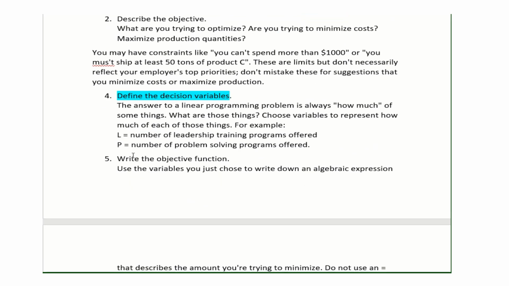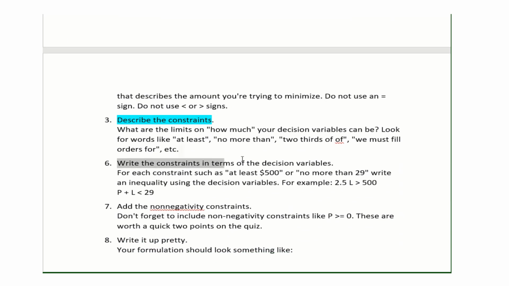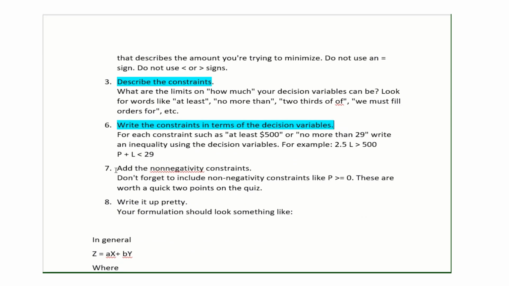And then you have to write the objective function and describe the constraints. A constraint is, as I said, less than or equal to, which we found out. And then write the constraints in terms of the decision variables. And finally you have to add the non-negativity constraints, because no production or industry is going to operate in negatives. So we have added the non-negativity constraints.